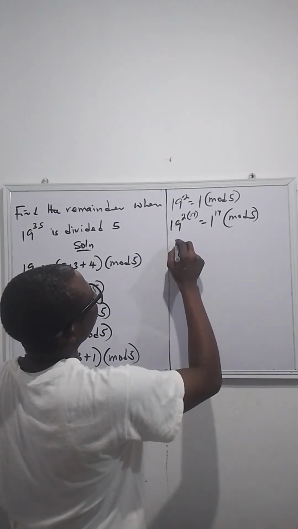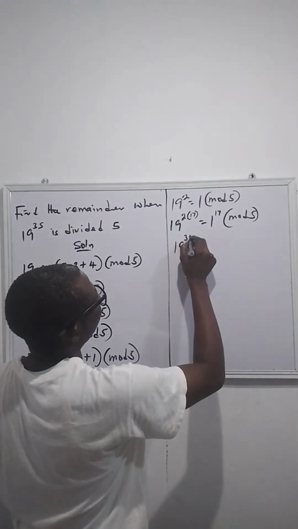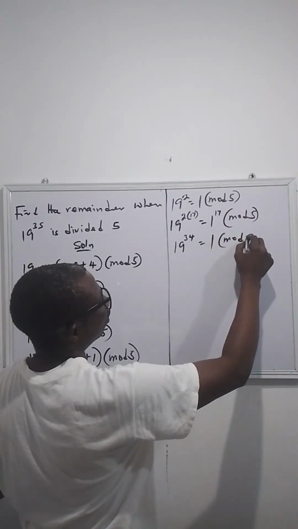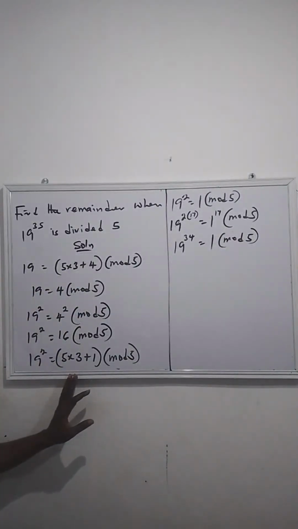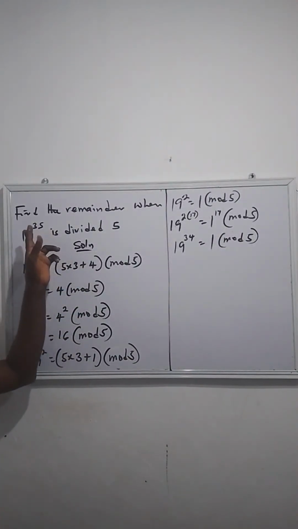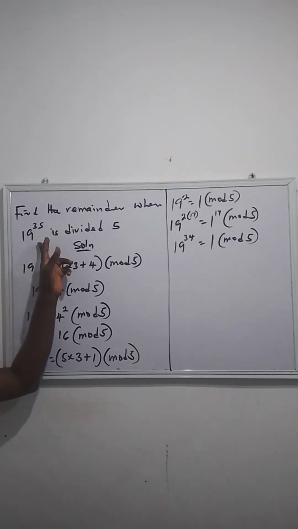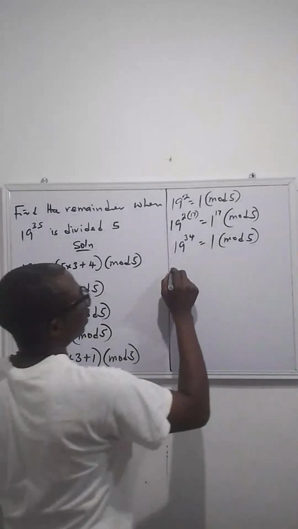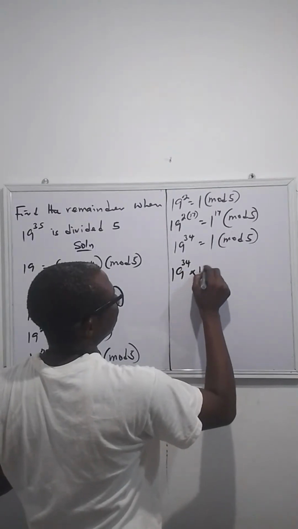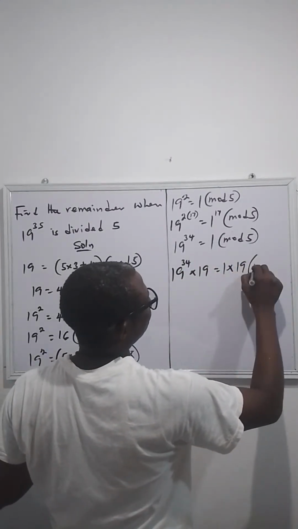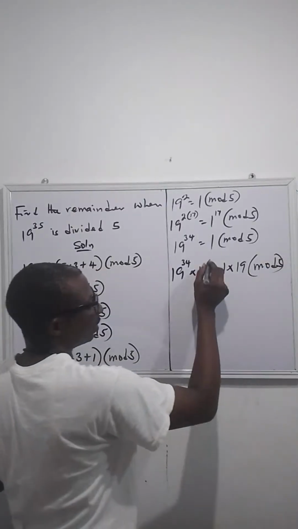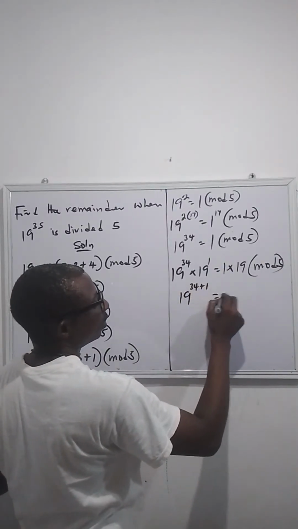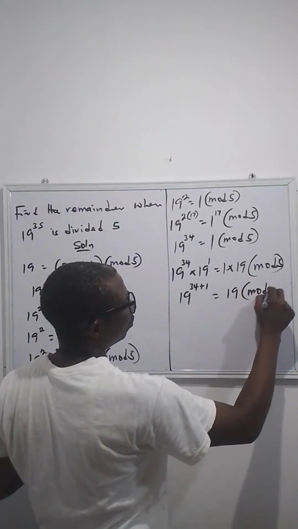So now this is 19 raised to the power of 34 equals, now 1 raised to the power of 17 is still the same thing, so we have mod 5. Okay. So now what I have here is 19 raised to the power of 35, and I have 34 here. So let me multiply both sides by 19. So I have 19 raised to the power of 34 times 19 equals 1 times 19 in mod 5. Now this 19 is the same thing as 19 raised to the power of 1. So we have 19 raised to the power of 34 plus 1 equals 19 in mod 5.